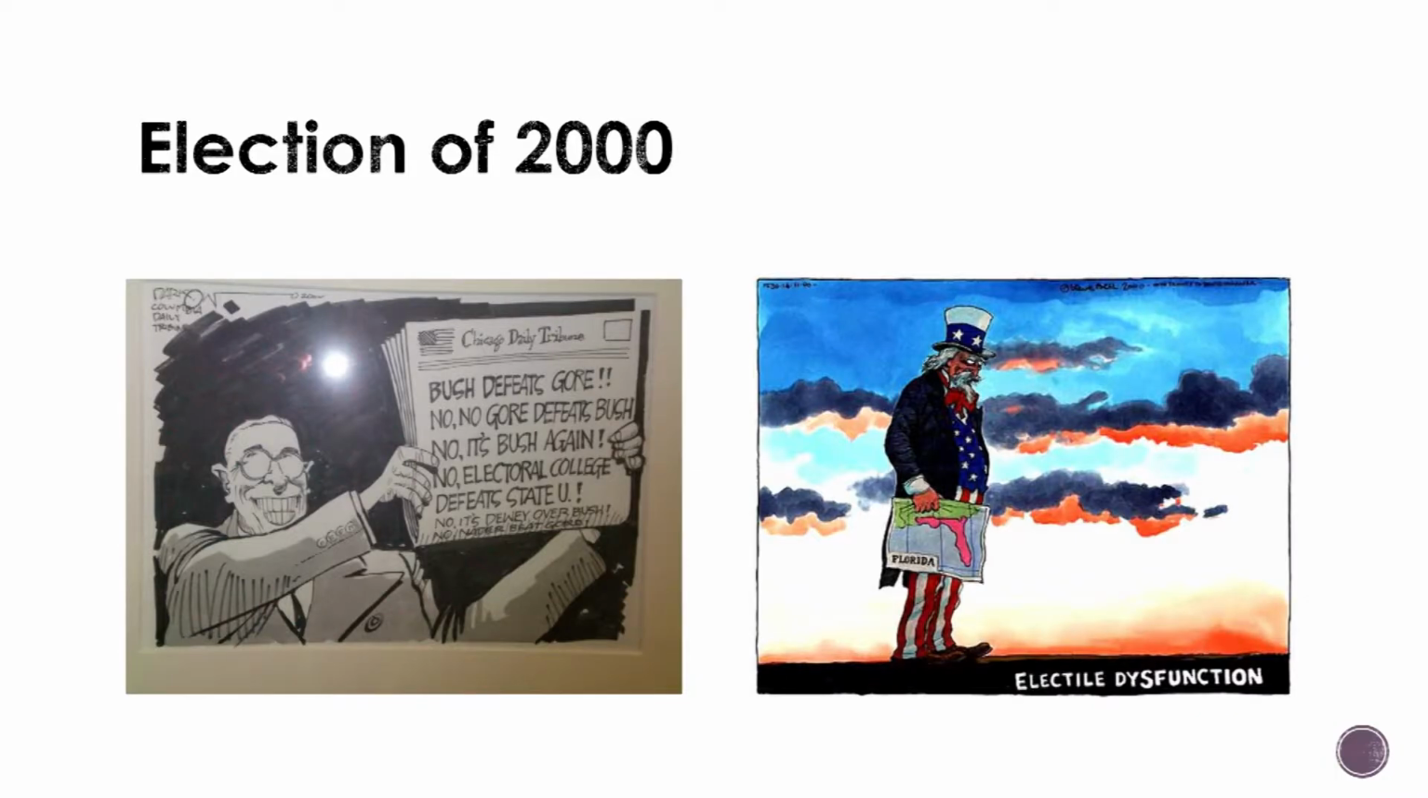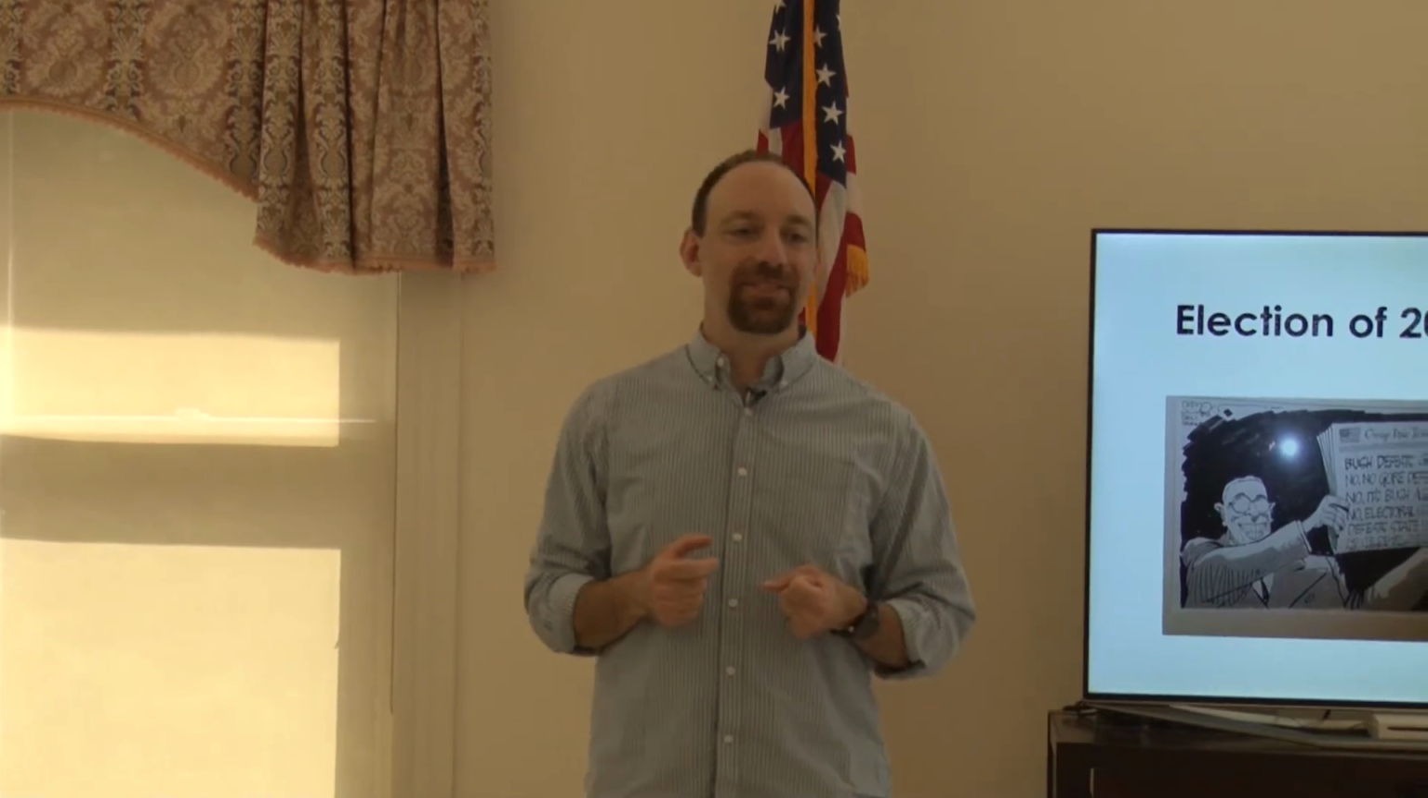So this cartoon, playing on a famous historical image, says Bush defeats Gore. No, Gore defeats Bush. No, it's Bush again. No, Electoral College defeats State U. No, it's Dewey over Bush. No, Nader beats Gore. There was confusion because we didn't know who actually won the election for several weeks after the election. And in fact, the issue does become Florida and those hanging chads.